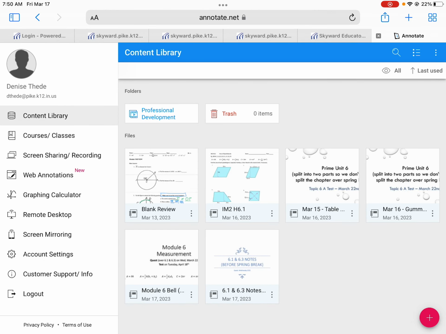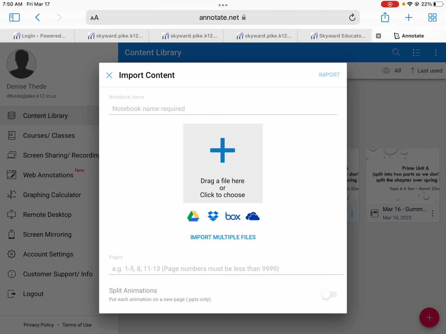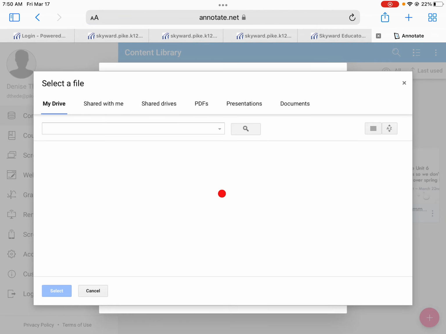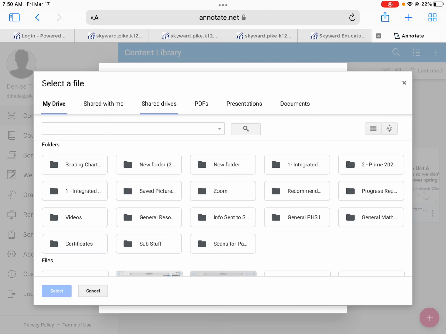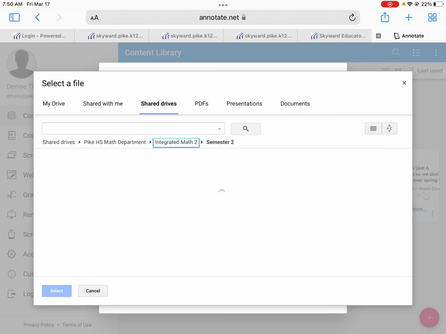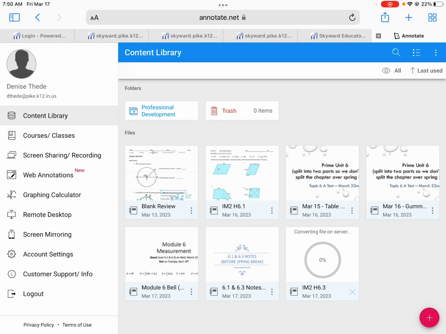So tonight, yes, there is homework because our test is Wednesday. Homework number 6.3. That should be the second to last homework. And of course, I don't have it, so I've got to upload it really quickly. Shared drives, math department, integrated 2, semester 2. Module 6, homework 6.3, import.